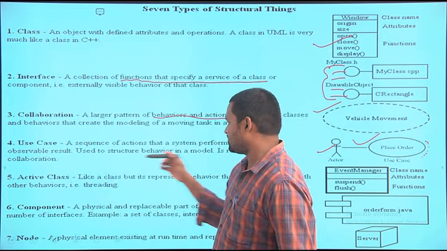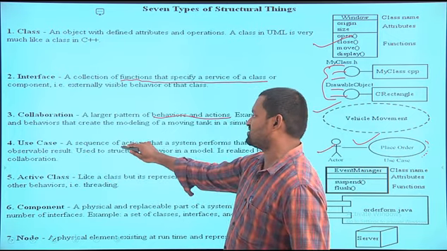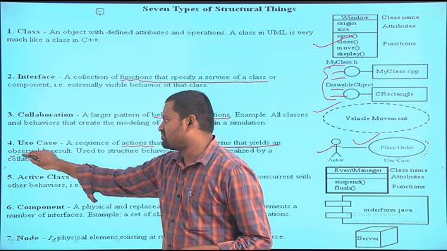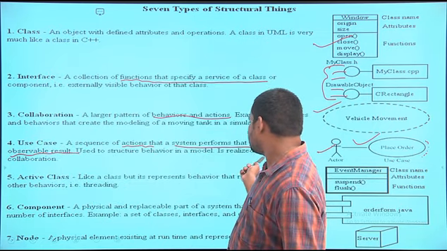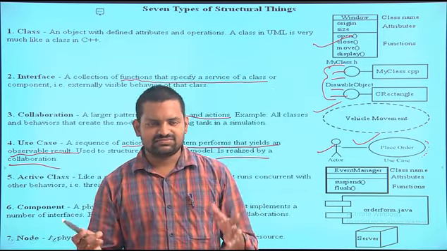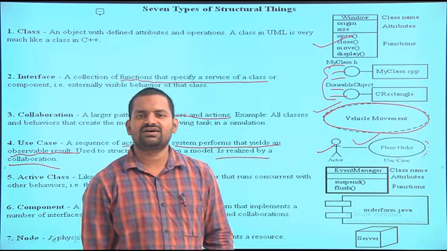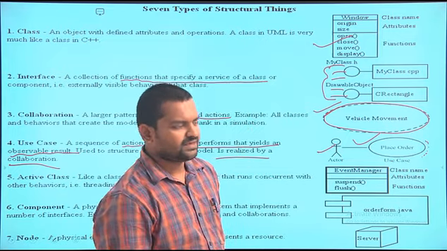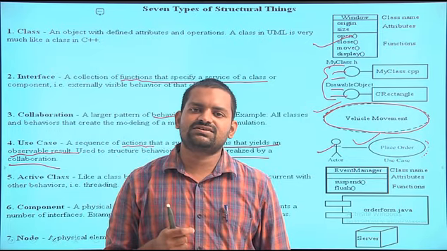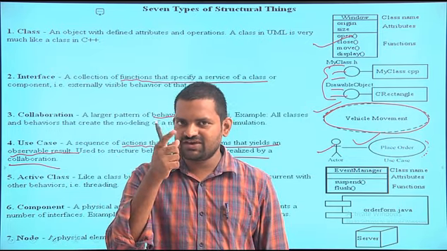Use case diagram, I said already, is a sequence of actions that a system performs that yields an observable result. A use case is the realized form of a collaboration. For a collaboration you draw a dotted ellipse. In a use case, it is drawn like this, with no dotted lines. So the realization of the collaboration is the use case. A use case is generally represented in the structural view, but actually a use case acts like the behavior of a particular system.